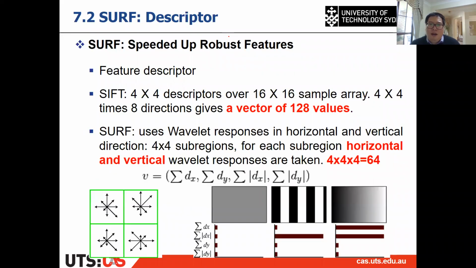So SURF reduces the computation time for both the feature detection and the descriptor. For the feature detection, it approximates the Laplacian of Gaussian by using a box filter. And for the descriptors, it reduces the size of the descriptor from 128 to 64. All right, so that is SURF.